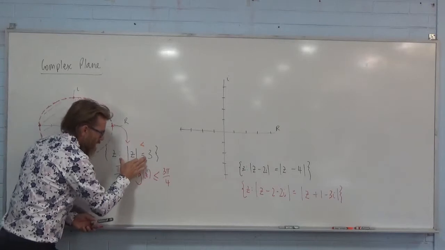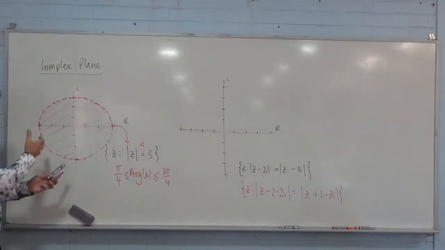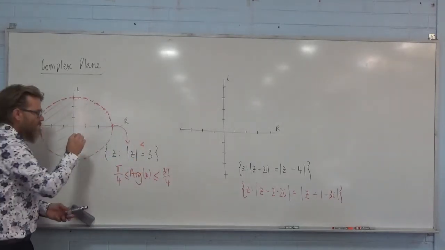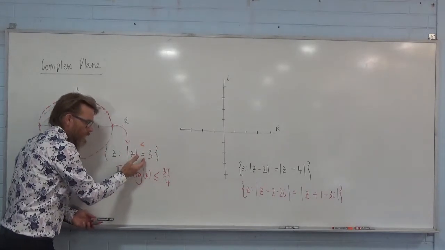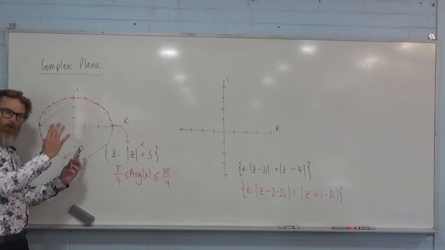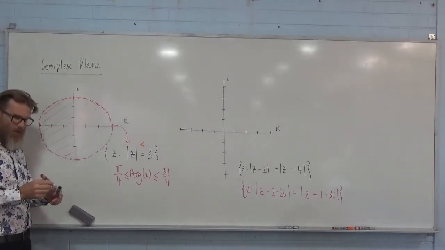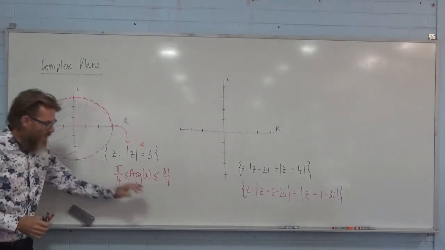So this is one of the key formats around graphing things on the complex plane. See this format, think circle, looking at the greater than, less than or equal to to decide which area you're actually going to use. Second one.